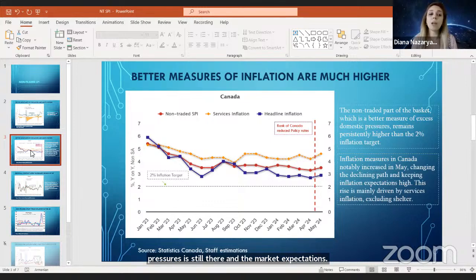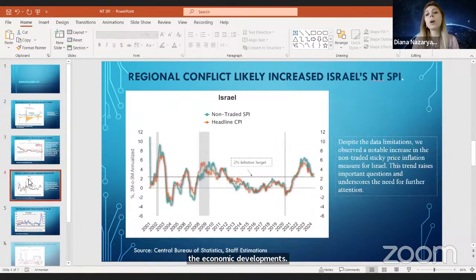For the FPAS Mark II framework, this is the important part, because the dark corner of the economy at this point can be the anchoring of market expectations, and of course it will affect their credibility as well. So briefly, let me say that we use the non-traded sticky price inflation for our daily thinking about the economic developments. And as I mentioned, we want to calculate this measure for our country cases.